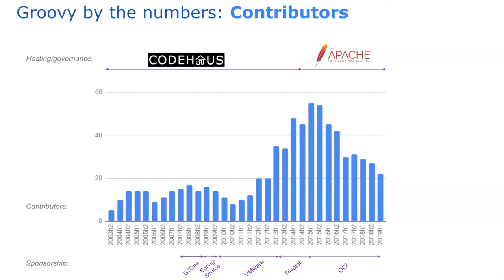What you can notice from this picture is that even whether or not there have been multiple full-time sponsored people, there have always been quite a few contributors to the Groovy project. In fact, since the move to Apache, the overall trend is that there are more people contributing now than there were before.